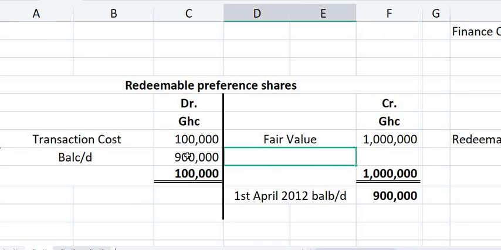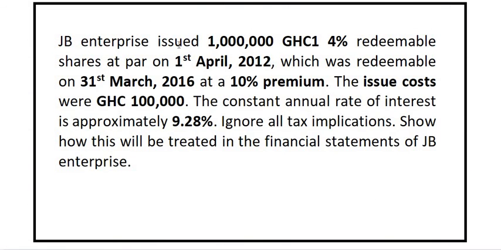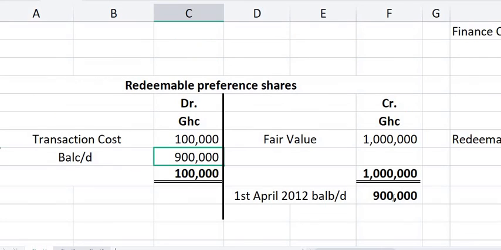Then the balance we are having, so this becomes our balance. Our balance is now 900,000. So instead of 1 million at inception, we are going to recognize 900,000 because the standard says so. The standard says that at inception, fair value less transaction cost, if not fair value through profit or loss. So on 1st April 2012, the value of the financial liability is 900,000.